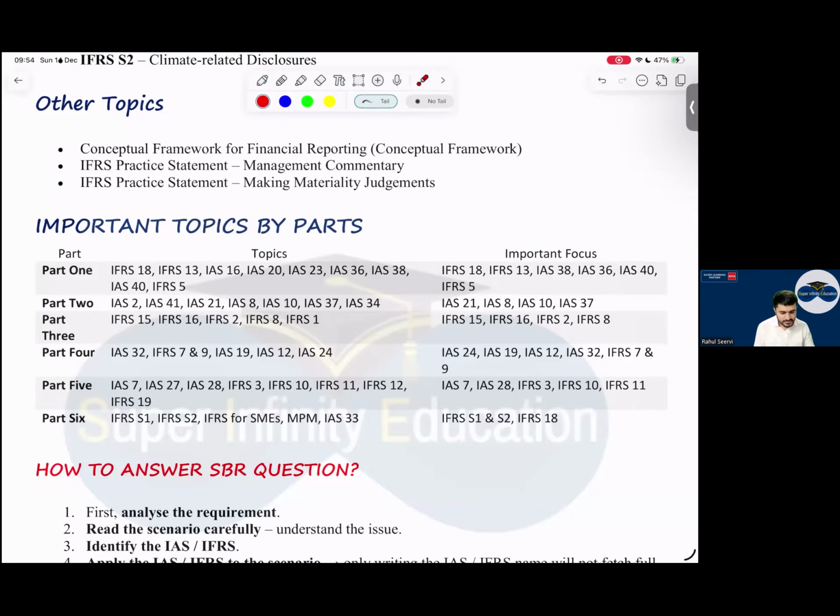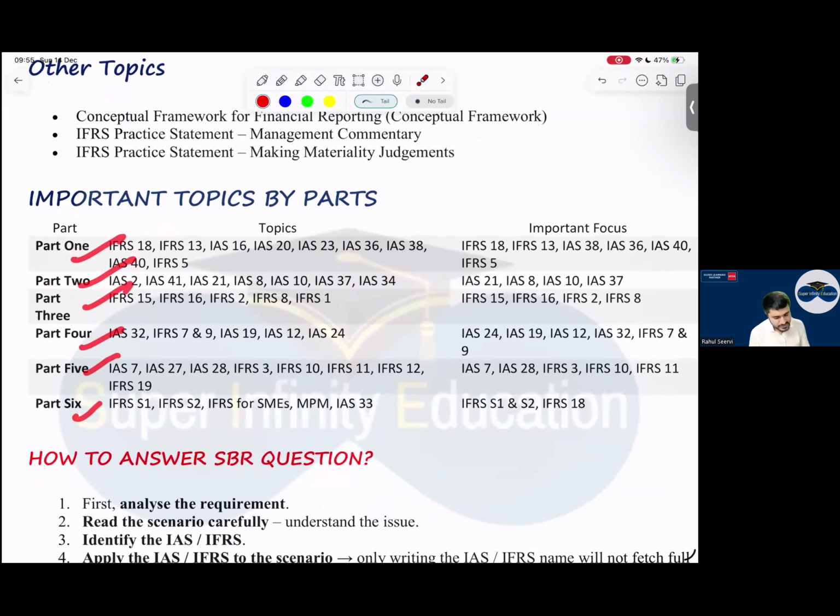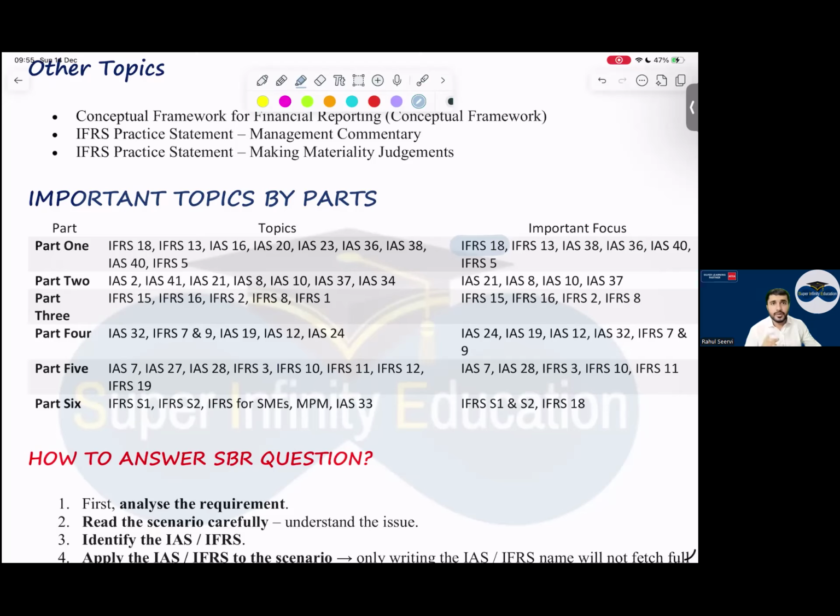Understand that? Yes, sir. Now part 1, part 2, part 3, part 4, part 5, part 6. Sir, you have written so many standard numbers. Now it will be difficult for you to remember the name of the standard from the first day. But as we do the topic, you will remember. So do not worry about that. Sir, is IFRS 18 important? It is important. As you had your balance sheet format and P&L format under IAS 1, it has been replaced by IFRS 18. So I say it's an important standard for the coming attempts also.